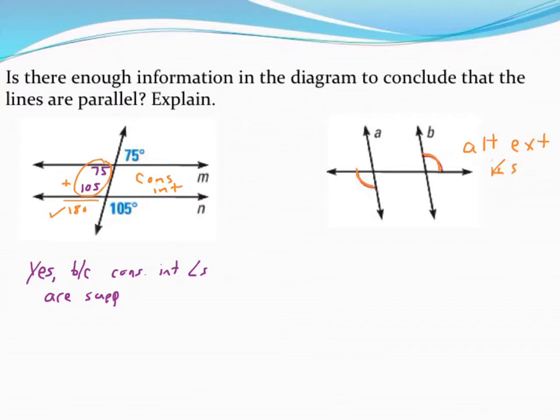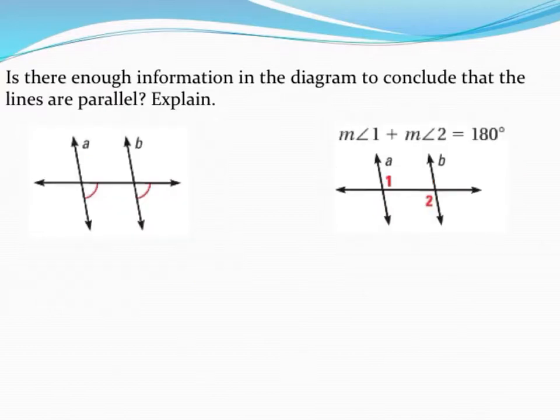Alternate exterior angles. But what I need to show about those is that they're congruent. Because of those tick marks, I do know those alternate exterior angles are congruent. So to answer the question, are the lines parallel? Yes, I can prove they're parallel, and my reason would be because alternate exterior angles are congruent.